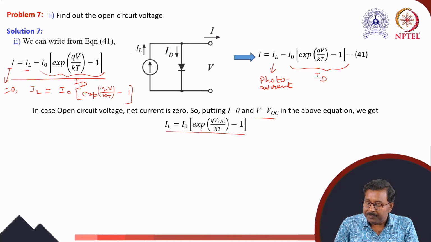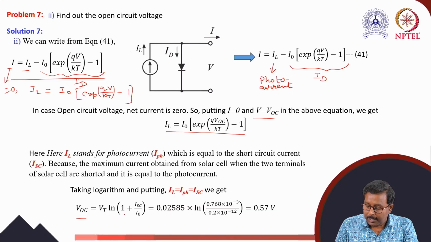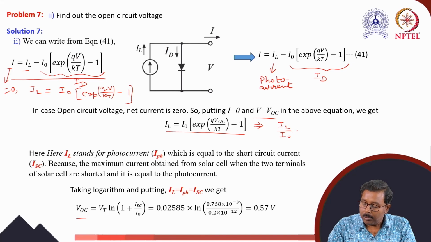If you take the logarithm and after algebraic manipulation, you can reach VOC equal to Vt ln(1 plus ISC by I0). This is a very important equation. This gives you IL by I0 plus 1 is equal to e to the power Q VOC by KT.